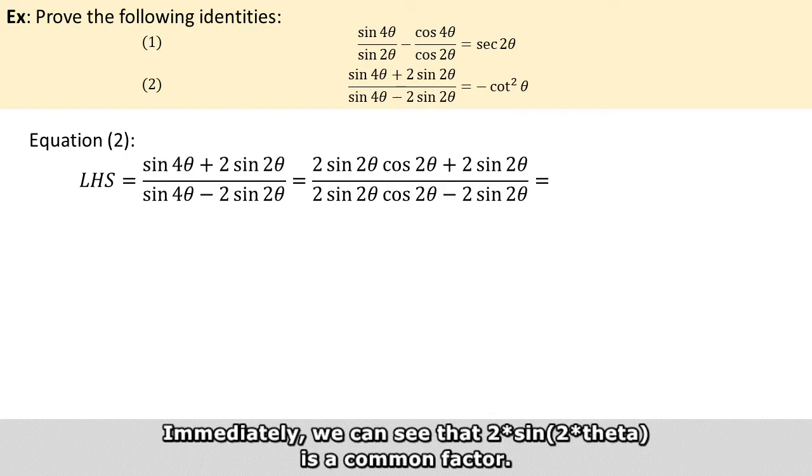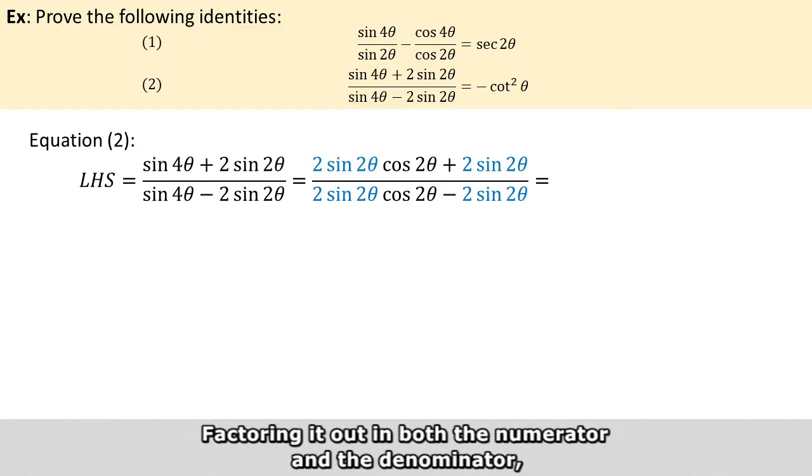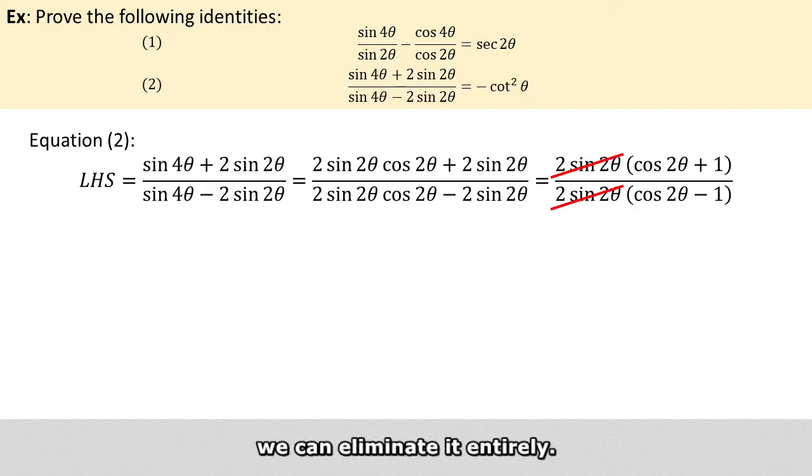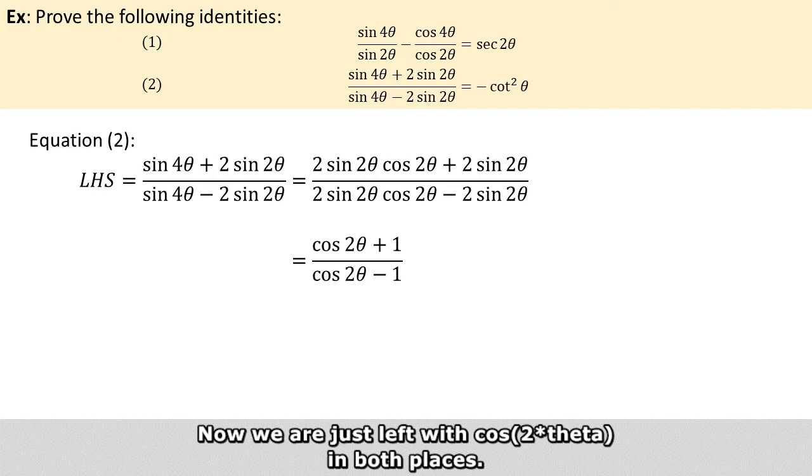Immediately we can see that 2 times sine of 2 theta is a common factor. So factoring it out in both the numerator and denominator, we can eliminate it entirely. Now we are just left with cosine of 2 theta in both places.